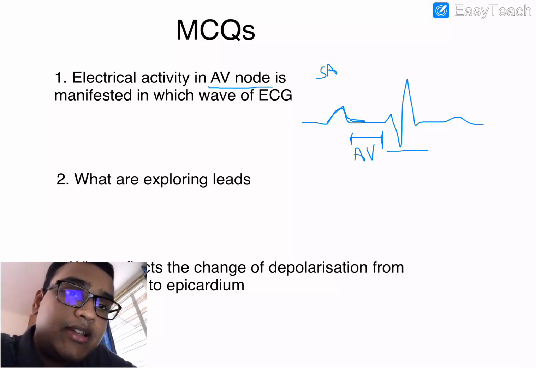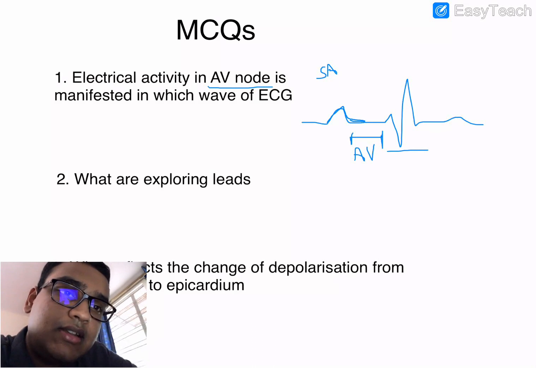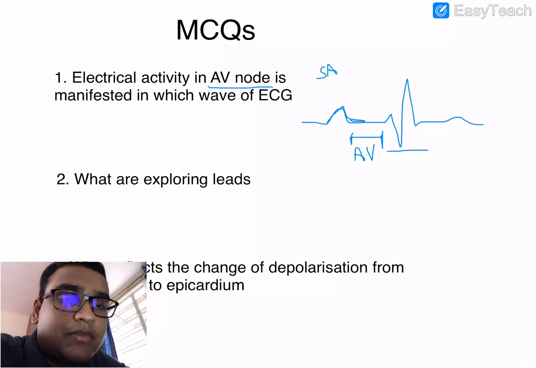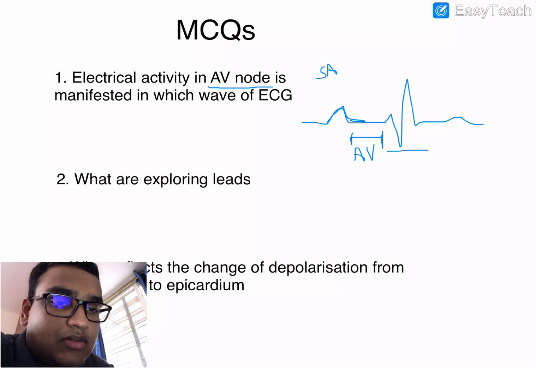What are exploring leads? As I told you already, chest leads are also called exploring leads. So V1 to V6 are known as exploring leads. They are also known as precordial leads. What affects the change of depolarization from endocardium to epicardium? So this is an MCQ, and we'll discuss this later.